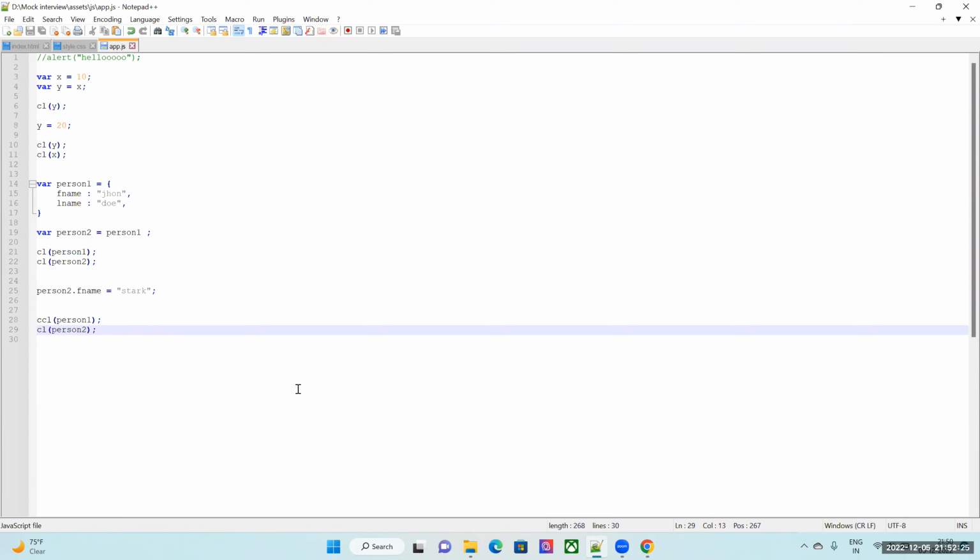So, what is an array? It can store multiple data or information in the form of index numbers. What is the difference between push and pop? Push will add the value and pop will remove the element from the array. Push will add the element at the end of the array, and pop will remove the last element from the array. Yes, correct.